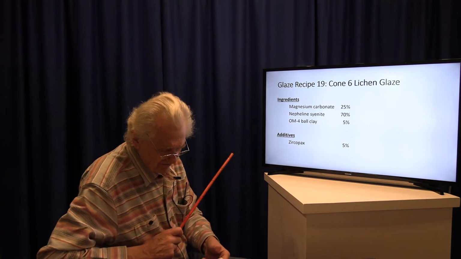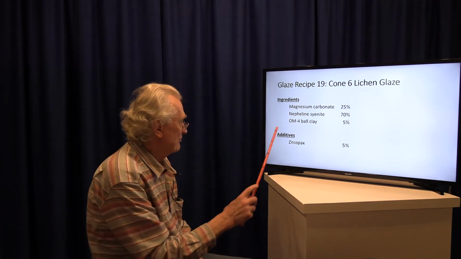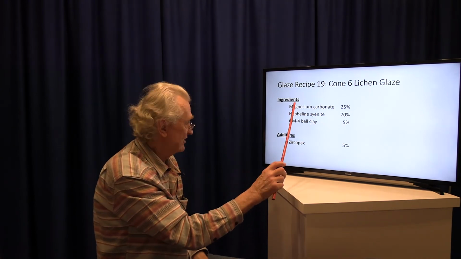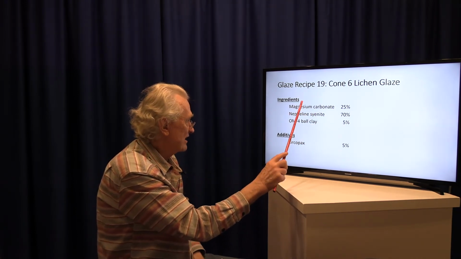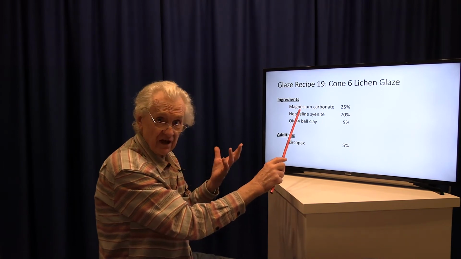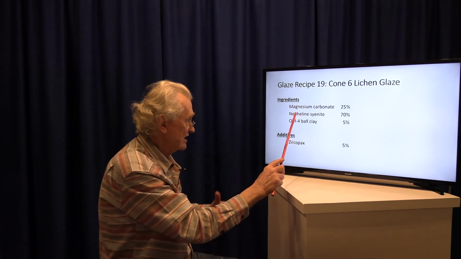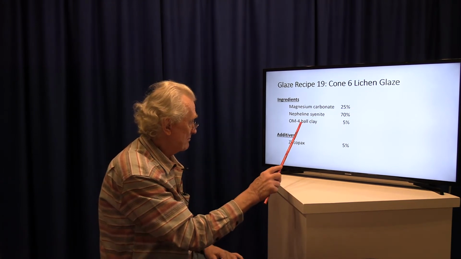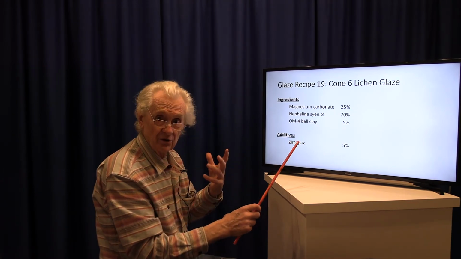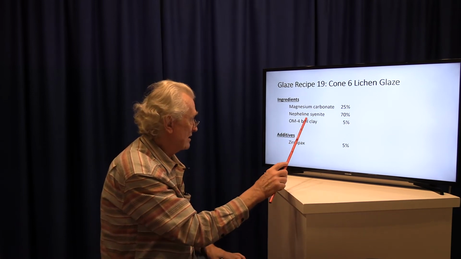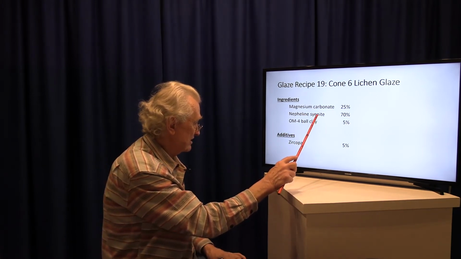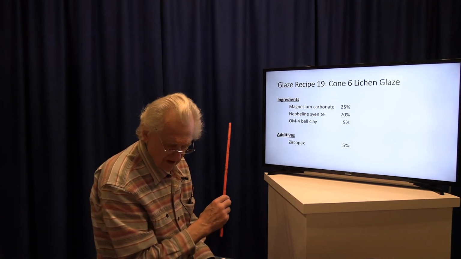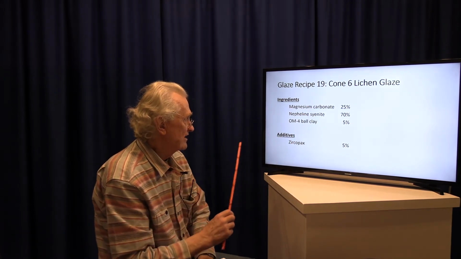Okay, cone 6 lichen glaze. Here's another one: magnesium carbonate. There's an unusual ingredient. Nepheline syenite, yeah, we're used to seeing that, and OM4 ball clay. So magnesium, you look at that, you say, well, okay, that's a flux, magnesium carbonate. Nepheline syenite, I'm getting some sodium from that. So there's my fluxes. I've got ball clay, so that's giving me some aluminum oxide, my stabilizer. And I'm getting some silica from nepheline syenite, but not a lot of silica. But the unusual ingredient is magnesium carbonate.